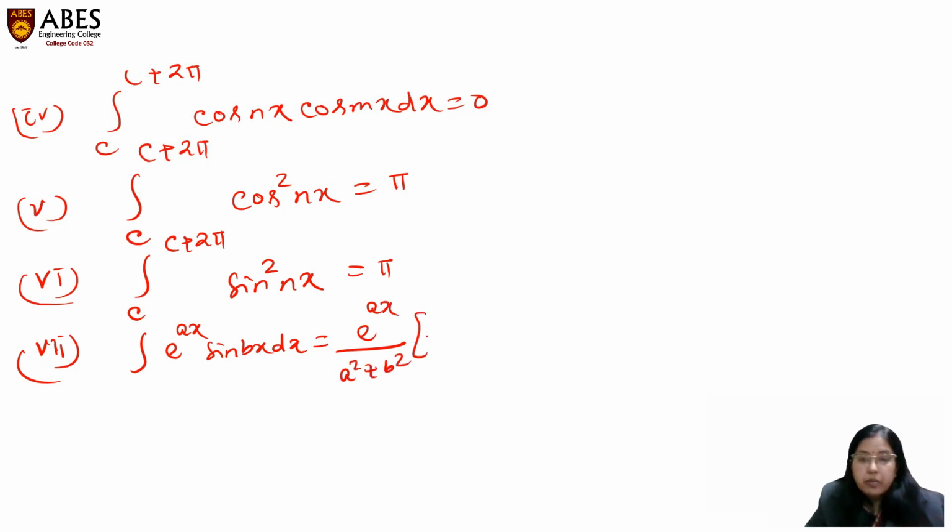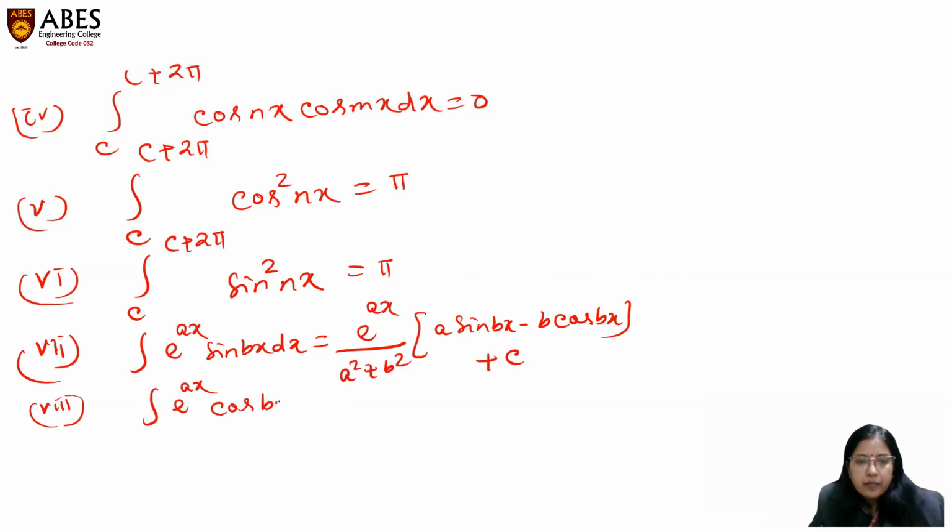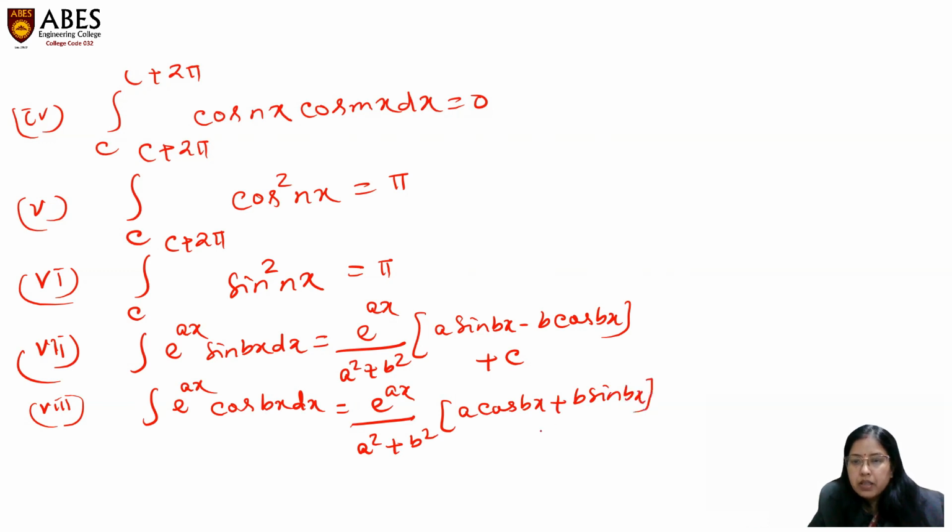The value is a sin bx minus b cos bx plus the integration constant c. Similarly, we can find the integral of e to the power ax cos bx dx. The value will be equal to e to the power ax divided by a square plus b square, into a cos bx plus b sin bx, plus c.